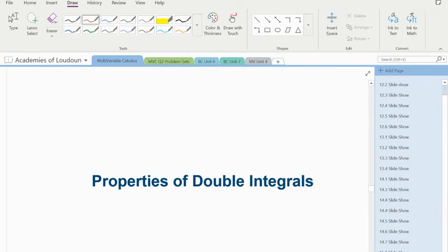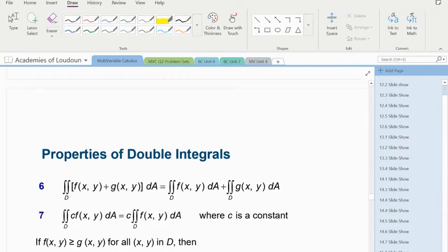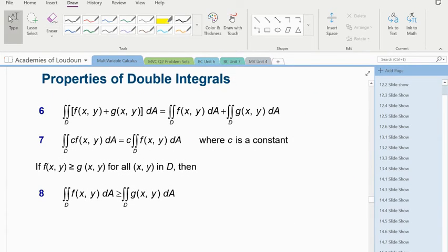Similar to single variable, we have properties that are applied to double integrals. We are going to assume that all of the following integrals that we have exist. For rectangular regions D, the first three properties can be proved in the same manner. And then for general regions, the properties will follow from our description of how to find integrals over general regions.